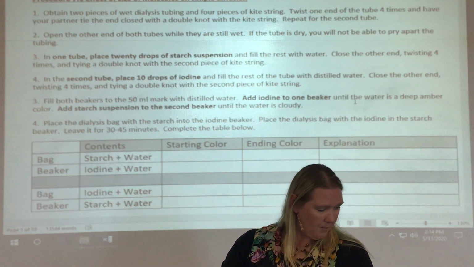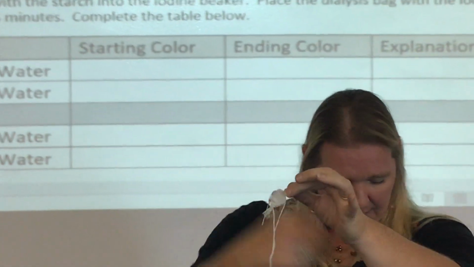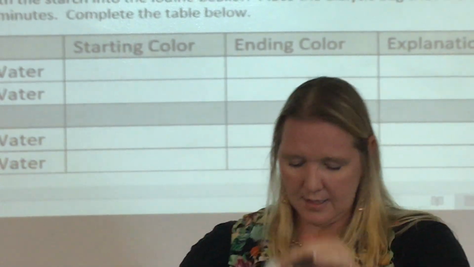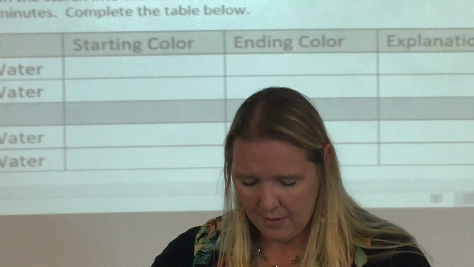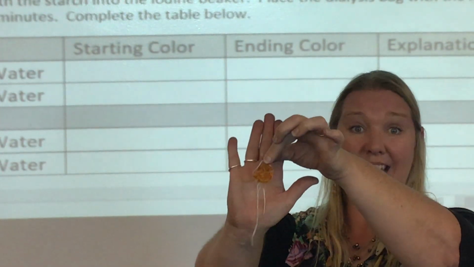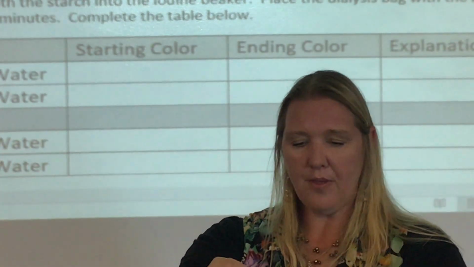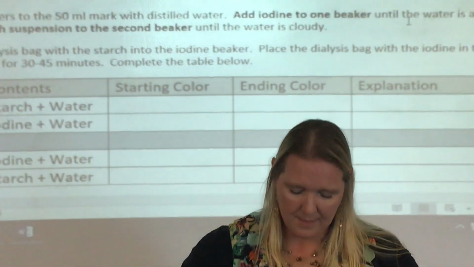All right, some paper. And we put some starch and some water in this one. And in the other one, we put some iodine and some water, okay? And then we tied off both ends to make this nice little package, okay? Let me fill them up, okay?